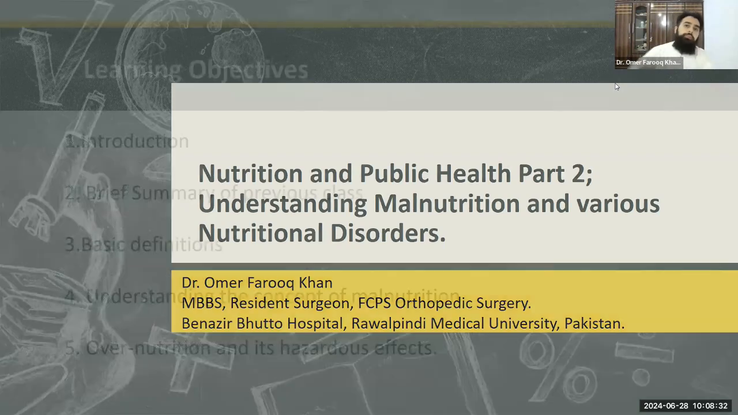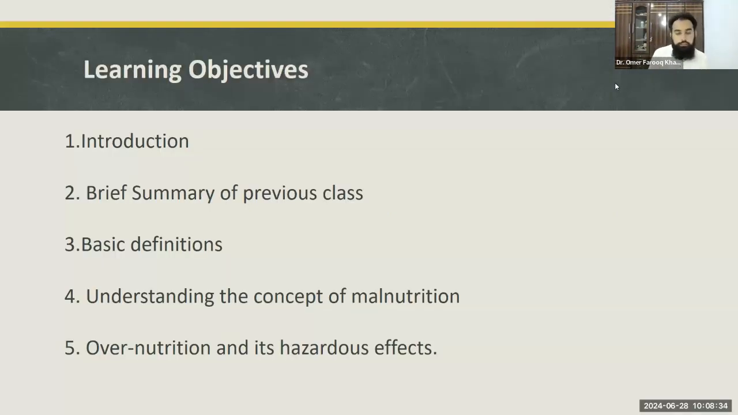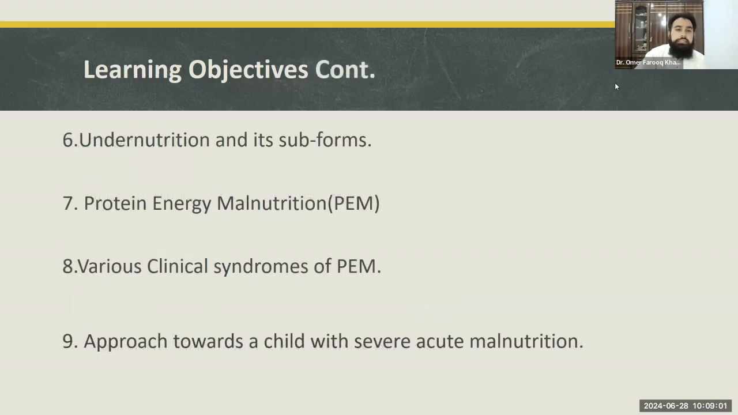So the learning objectives for today's class are introduction, brief summary of previous class, then basic definitions, understanding the concept of malnutrition. Whenever we talk about malnutrition, it means either overnutrition or undernutrition. Malnutrition means not having a healthy or beneficial diet. So it might be overnutrition or undernutrition. So the fifth point will be overnutrition and its hazardous effects, then undernutrition and its subforms, protein energy malnutrition.